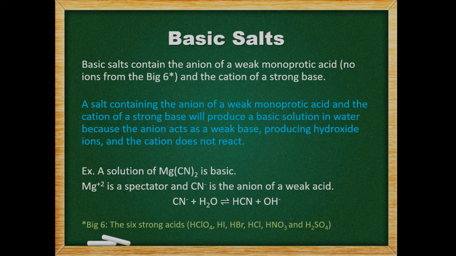Basic salts contain the anion of a weak monoprotic acid and the cation of a strong base. They produce a basic solution in water because the anion acts as a weak base producing hydroxide ions and the cation does not react. We can look at a solution of magnesium cyanide as an example. Magnesium is a spectator ion, and cyanide reacts with water to form hydrocyanic acid and hydroxide. This produces a basic solution.